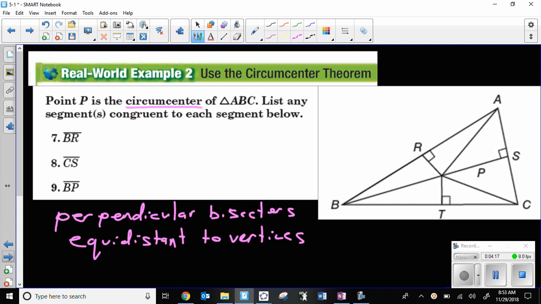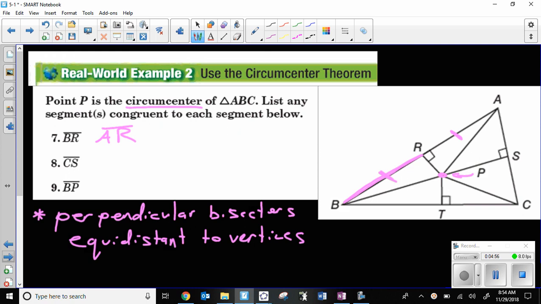Alright, so let's look here. BR. I want to find BR. It wants me to find a segment that is congruent to this one right here. Well, I know that point P here is kind of far off, but point P is this one. Here's my circumcenter. We know that the circumcenter is formed by perpendicular bisectors. So therefore, the segment that has to be congruent to it has to be this one right here, AR, because it has to split that segment into two congruent segments.